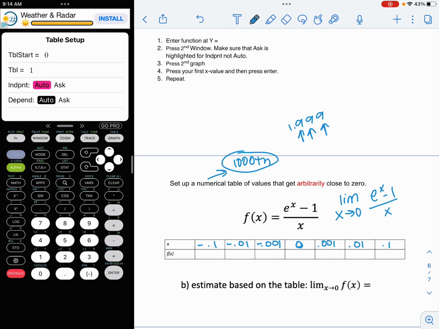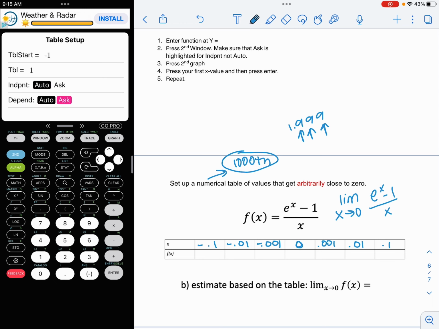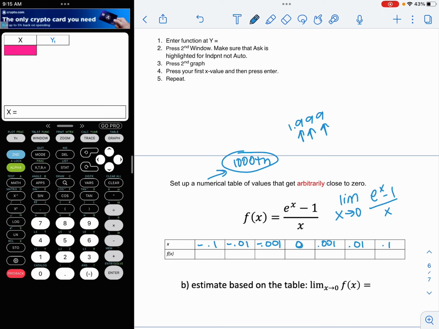And what that is going to do is right now, if I click on table, it's choosing all these x values for me, and none of those are arbitrarily close to 0. I mean, negative 1 is close, but that doesn't help us. And so if I go to second window, that will allow me to change my independent, and independent means x value, from auto to ask, which means I can pick the x values that I want the calculator to generate a y value for. So if I go to second table, I'm just going to type in these x values that I just put on my table. So I'm going to type in negative 0.1. I'll type all of these in to put all of them back on my table when I'm done. And I'm just pressing enter. So I press your x value and then press enter.